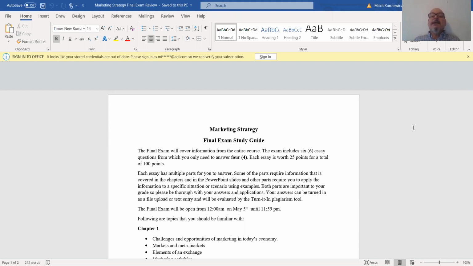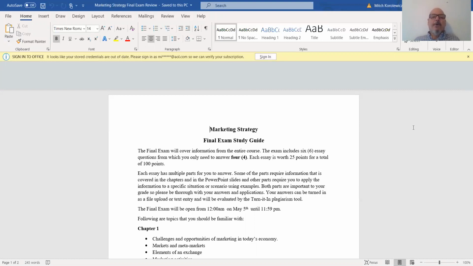The exam includes 6 essay questions from which you only need to answer 4. So remember, I'll give you an option. You can choose 4 from the 6 questions I list on the exam. Each essay is worth 25 points for a total of 100 points. So this exam is worth the same amount of points as the other exams and as the Peregrine exam.